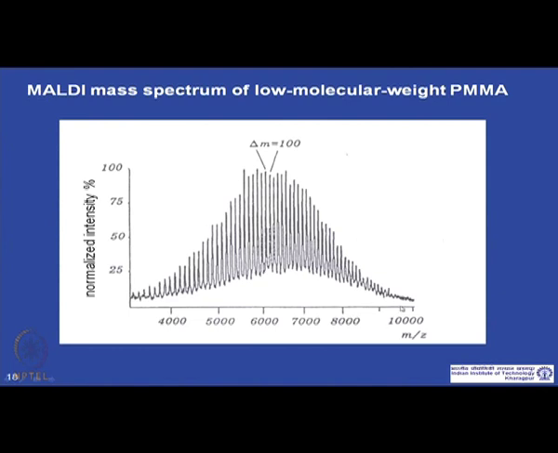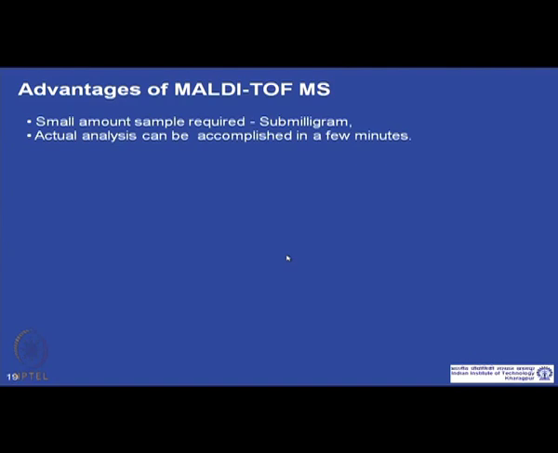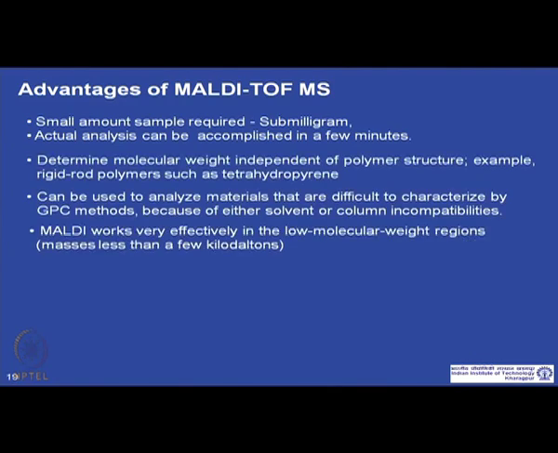and from this distribution different molecular weights like number average molecular weight, weight average molecular weight and other molecular weights can be directly obtained. So, this is an absolute technique, no calibration is required. Quickly go through the advantages of MALDI-TOF.